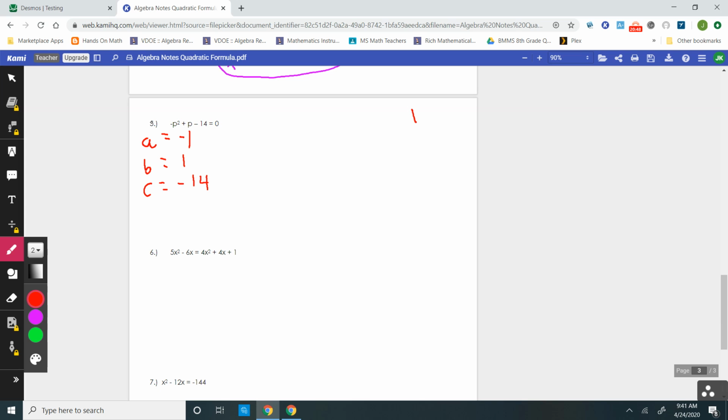And then you can do the discriminant. So B squared minus 4AC. So you can sub in. So B squared. So your B is 1. So 1 squared minus 4 times your A, which is -1, and then times the -14. So 1 squared minus 4 times -1 times -14. So if you do this here, you can type it in if you want, this will be -55 for the discriminant.